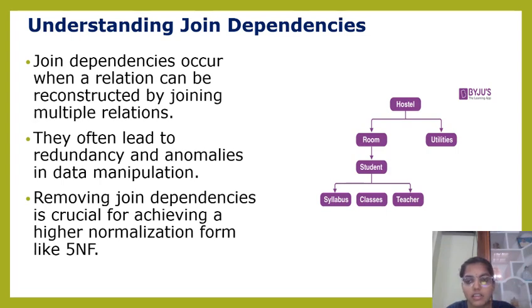This is the example of 5NF. Hostel is divided into two types, room and utilities. Room is subdivided into students. Students is again classified into three types: syllabus, classes, teachers.